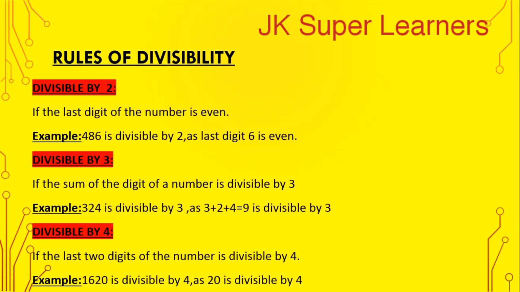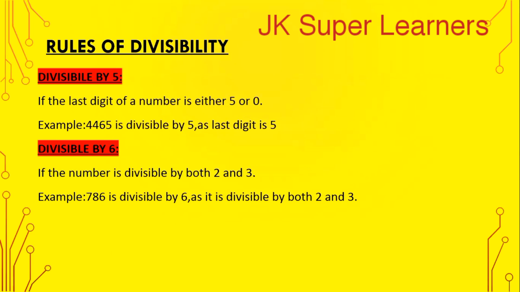Next is divisible by 4. If the last two digits of a number is divisible by 4, then that particular number is divisible by 4. Example, 1620 is divisible by 4 because last two digits of this number is 20 and 20 is divisible by 4.